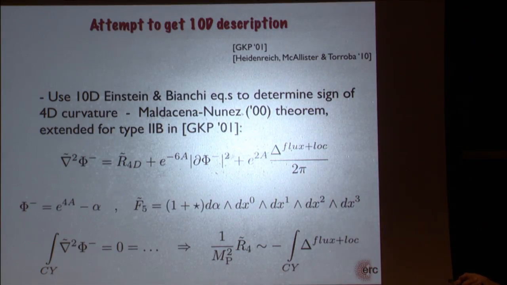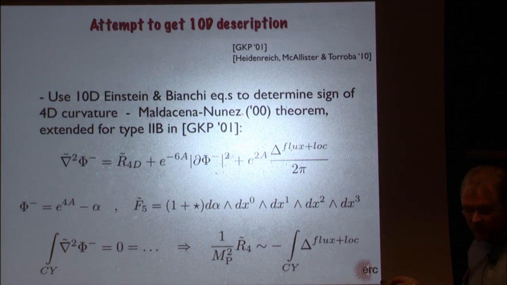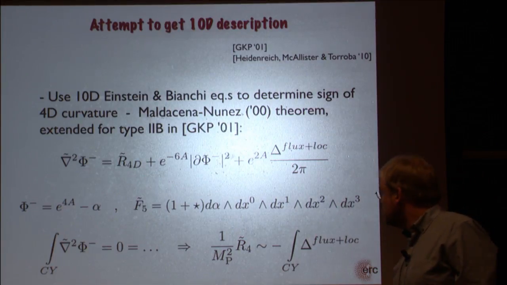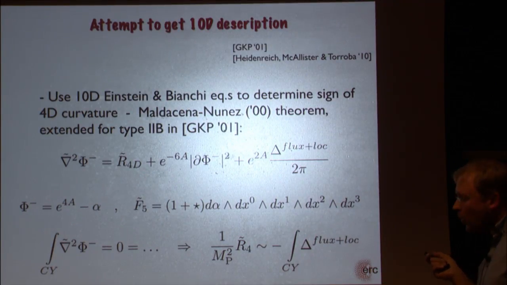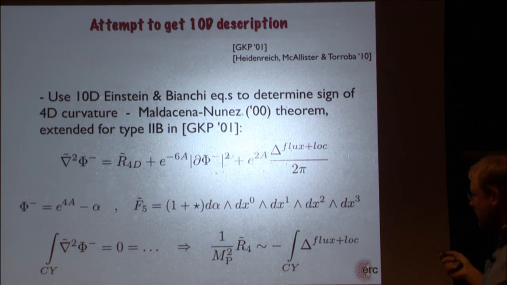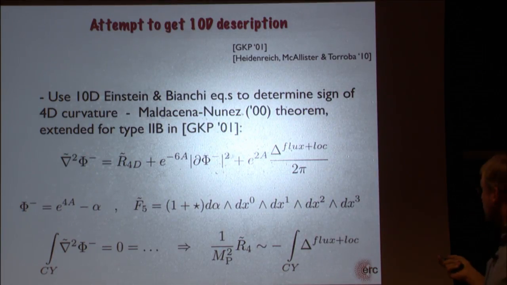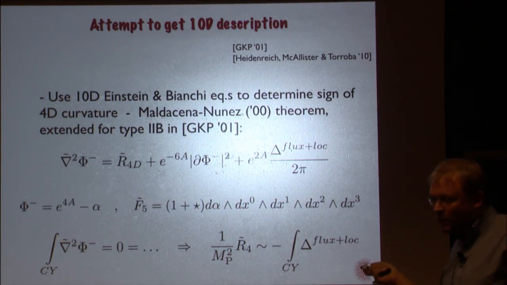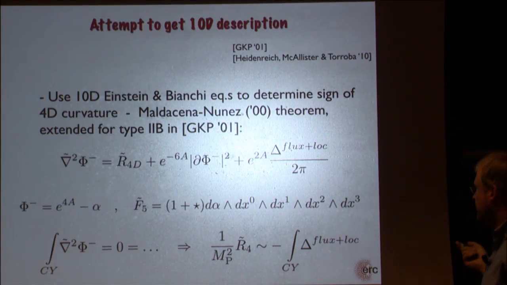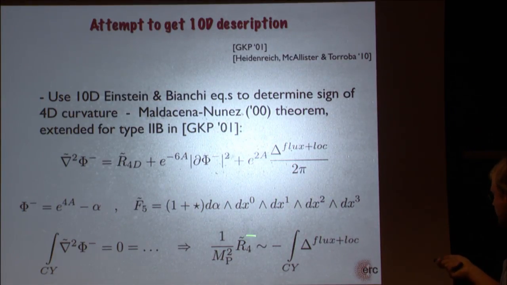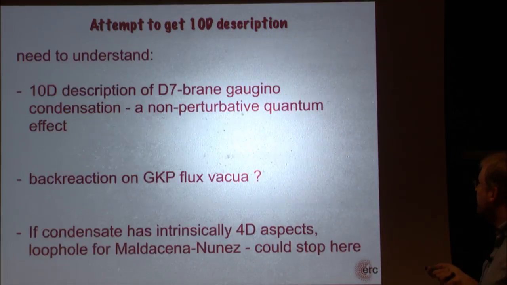And when you integrate that over the Calabi-Yau manifold, you get a condition that determines the 4D scalar curvature in terms of various localized objects and the flux densities. The O-planes, the D-branes, they all go in here. So this kind of thing would determine in the end whether the sign of the 4D curvature is positive or negative. If you want to find de Sitter, of course, you should in the end find this positive.